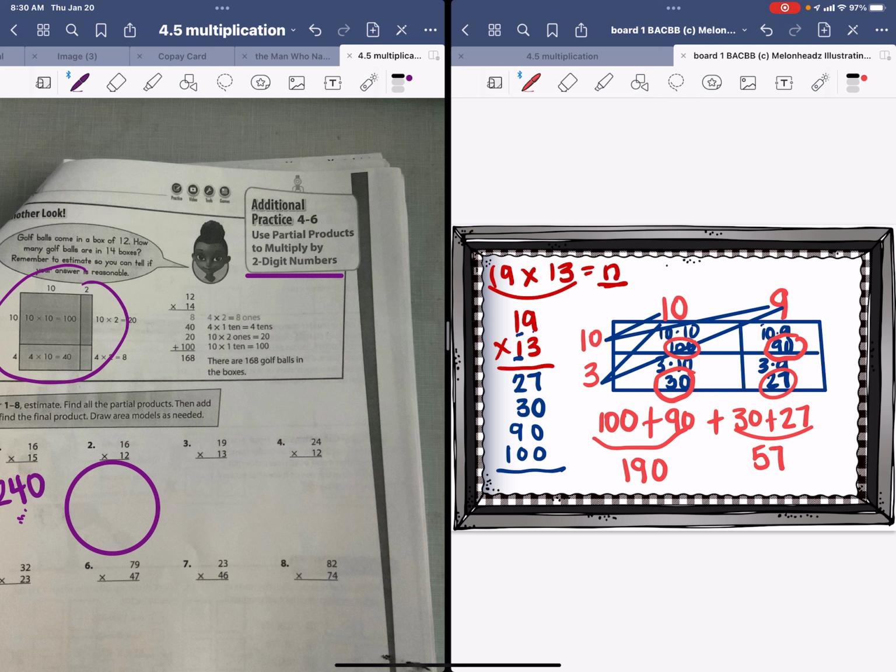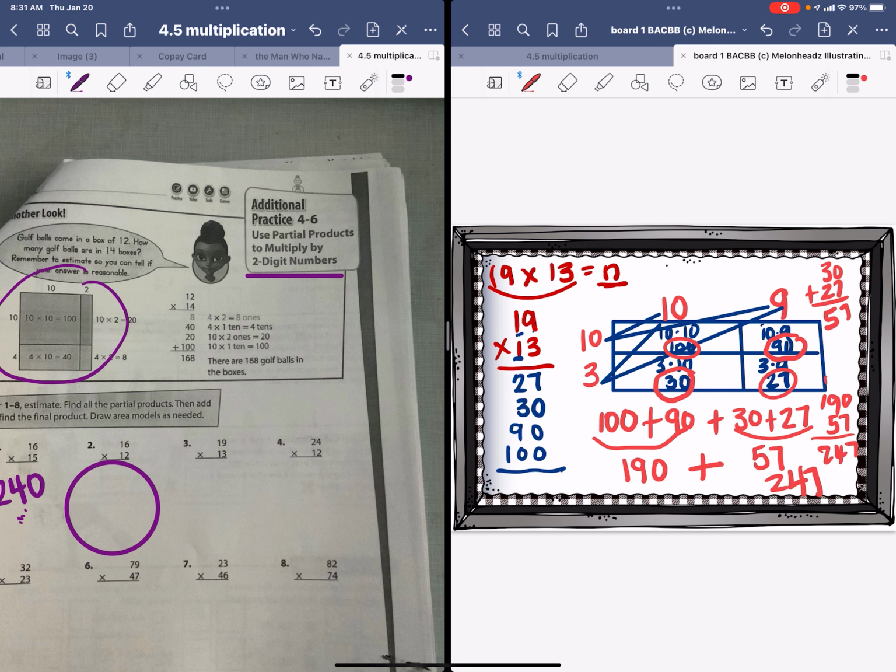If you don't know that right off the bat, that is perfectly okay. Don't let that intimidate you. You're going to have to write it down. So 57, that's okay. Now I've got to add to find the sum. So 190 plus 57, 247. All right. Now we've worked 3 together, or I worked 3 for you.